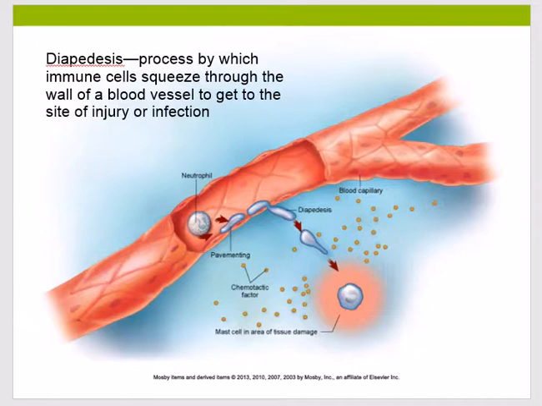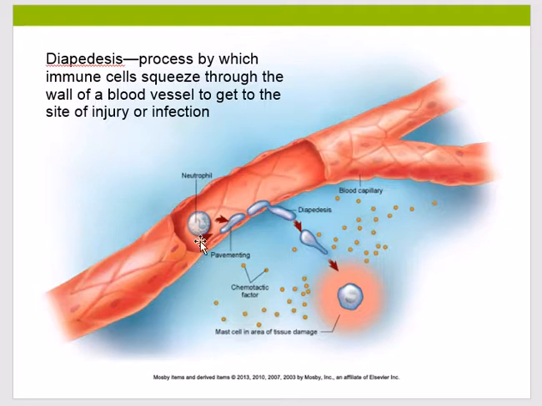So let's talk about chemotaxis and diapedesis. In this example, we have a neutrophil in the blood that is attracted by chemotactic agents or chemotactic factors that are released by a mast cell in damaged tissue or infected tissue.